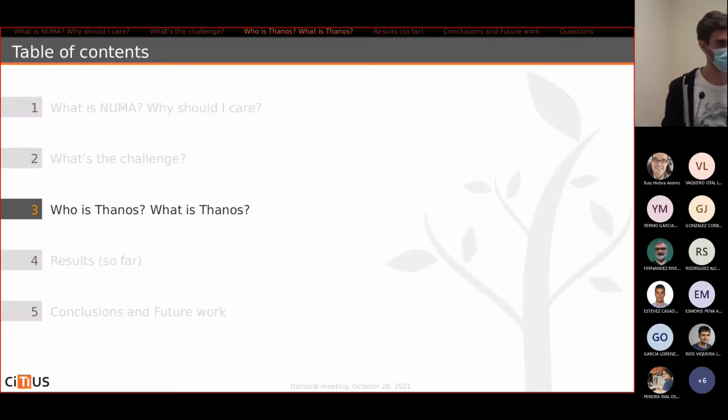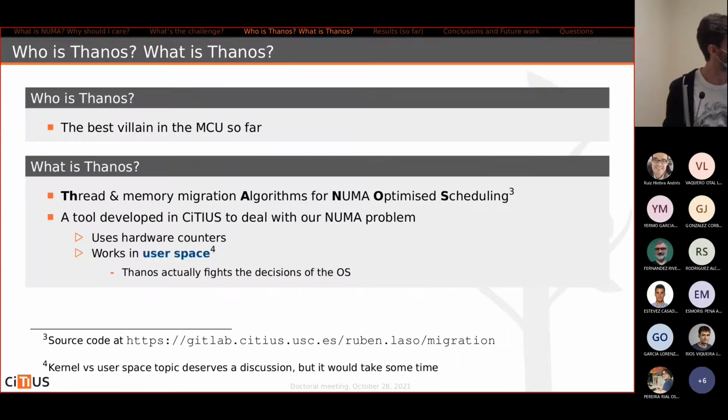Now we can introduce you Thanos, our solution to the problem. First, we have to make sure that you all know Thanos, the best villain in the MCU so far. I think we all can agree on that. No? Yeah? Yeah. So in this talk, when we talk about Thanos, we will refer to our solution, which has a huge and very, very long acronym. I had to make some tricks to make the name right.